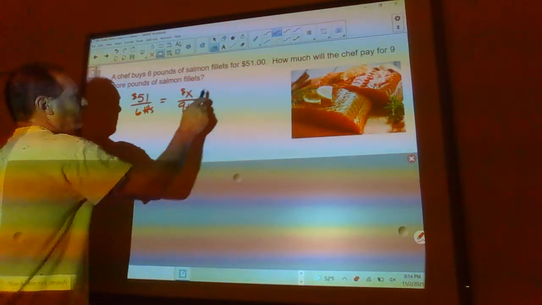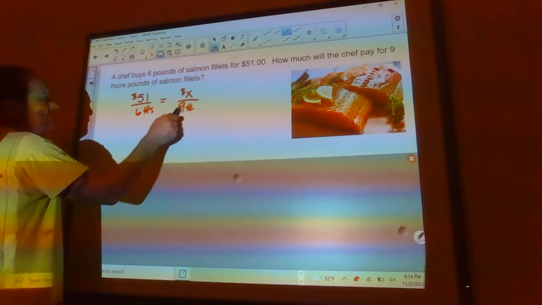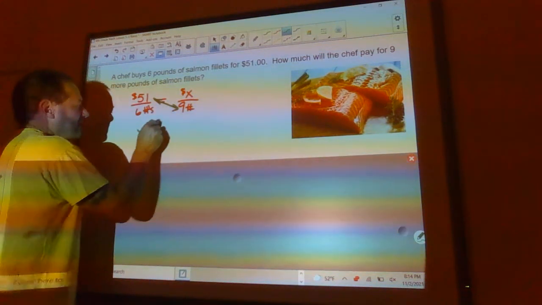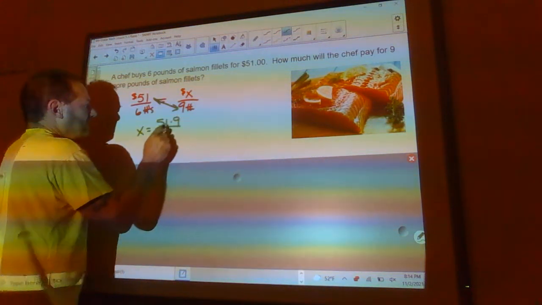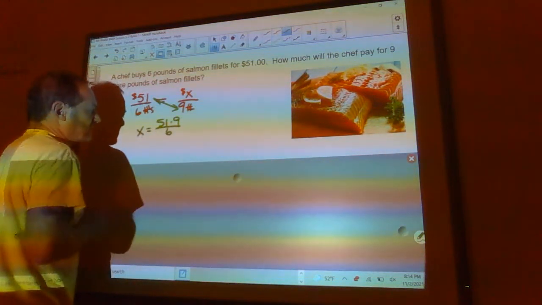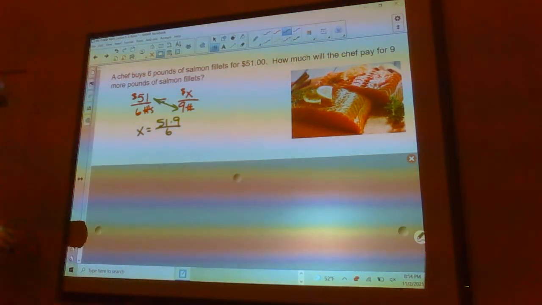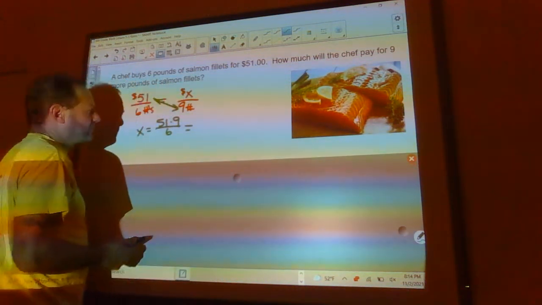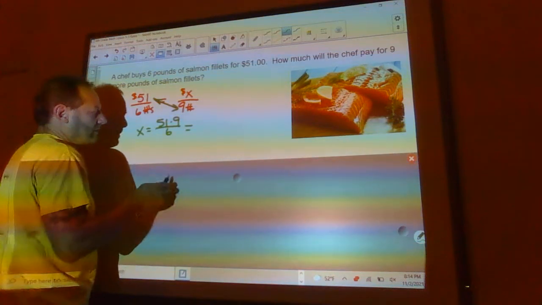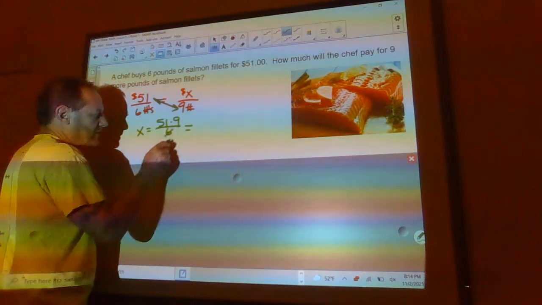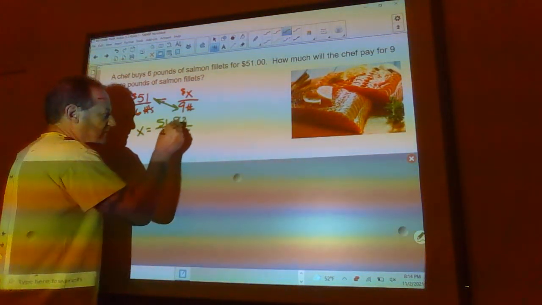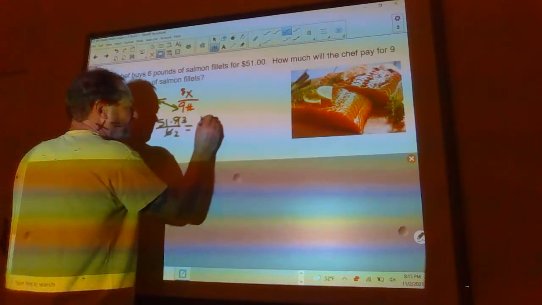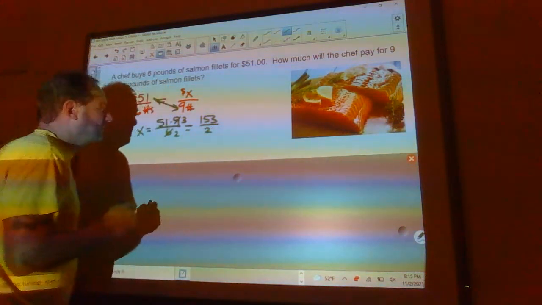So, remember what I said. Take the two numbers diagonal, that's these two. Multiply those together. So X is going to be 51 times 9 divided by the other number, which is going to be 6. Okay, so if you remember, I can reduce this a little bit because 3 will go into 6 twice, and it'll go into 9 3 times. So this is going to be 3 times 51, which is 153, divided by 2.